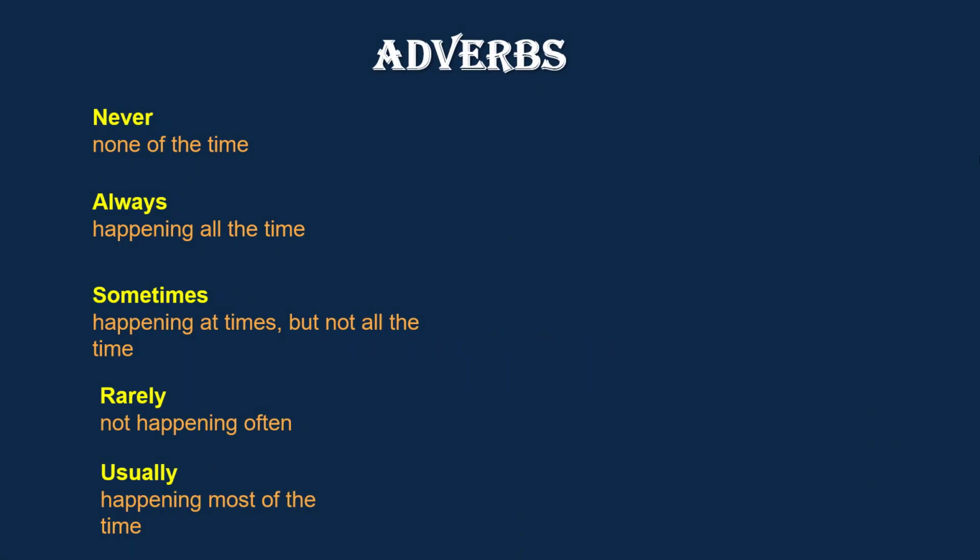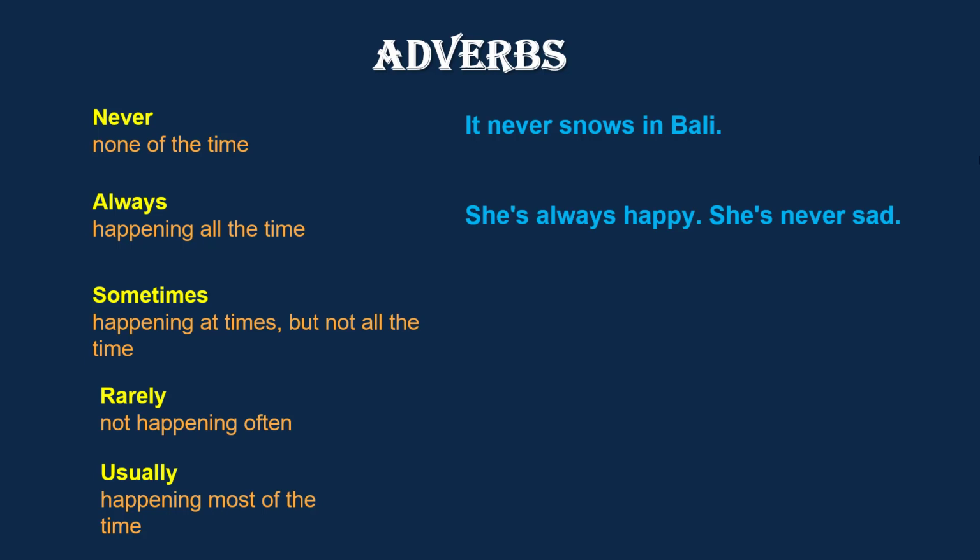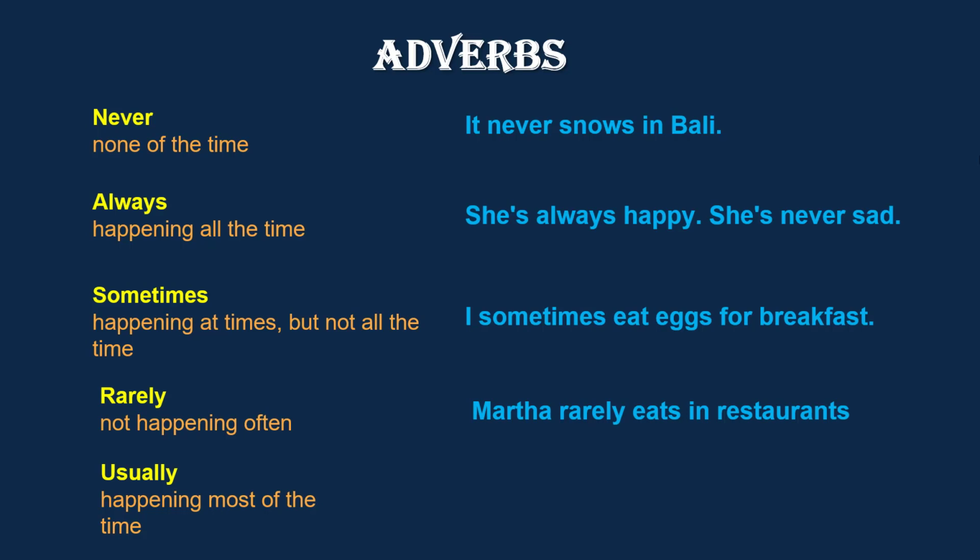What is adverbs? Adverbs are words that describe a verb in a sentence. Here are few examples of words used in our daily lives which can be an adverb of a sentence. Never. None of the time. It never snows in Bali. Always. Happening all the time. She's always happy. She is never sad. Sometimes. It means happening at times, but not all the time. I sometimes eat eggs for breakfast. Rarely. It means not happening often. Martha rarely eats in restaurants. Usually. It means that it's happening most of the time. It's usually hot in Miami.